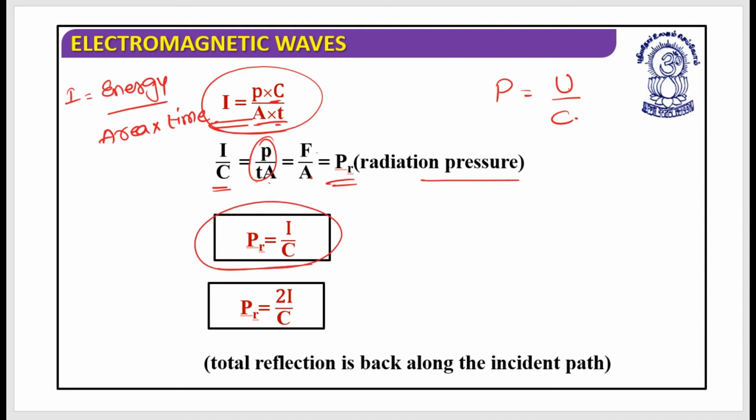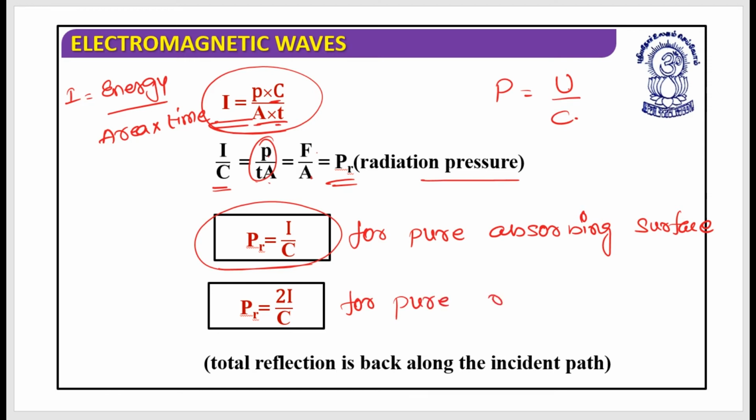So radiation pressure in terms of the intensity could be given as I by c, and this is for a pure absorbing surface, and this is for a pure reflecting surface. So this P_R is equal to 2I by c, where total reflection is back along the incident path. I hope this is clear.